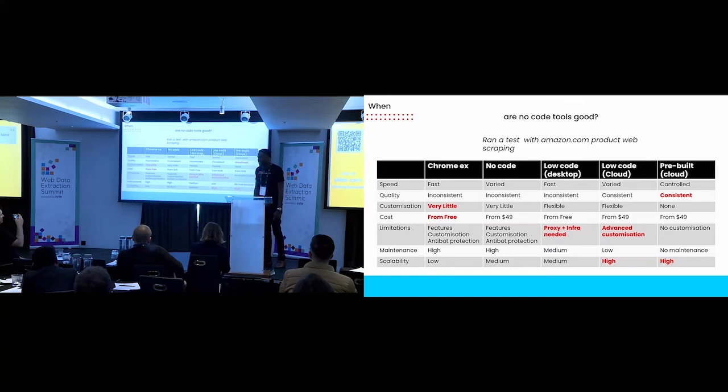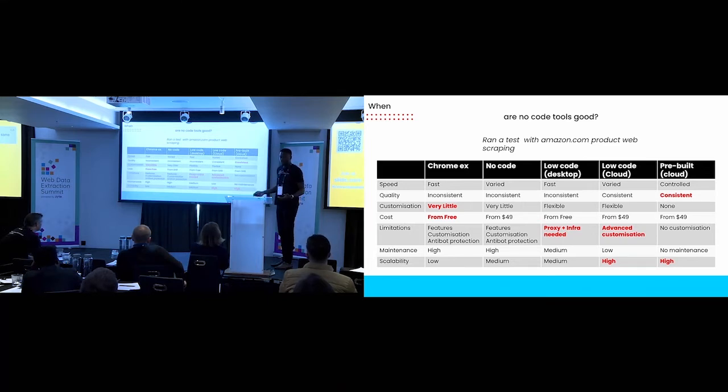So in terms of speed, with some of the desktop applications, it's very good because I could use my own infrastructure and proxies and control how fast I want it to go. But with the cloud-based ones, I noticed the speeds were always controlled, and usually you had to pay to get faster speeds, etc. In terms of quality, I had a very inconsistent experience.